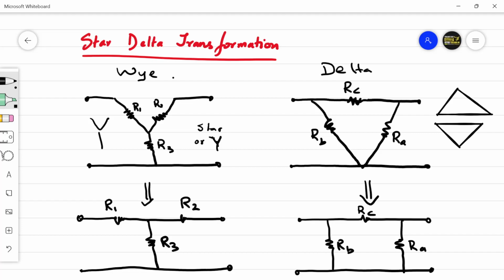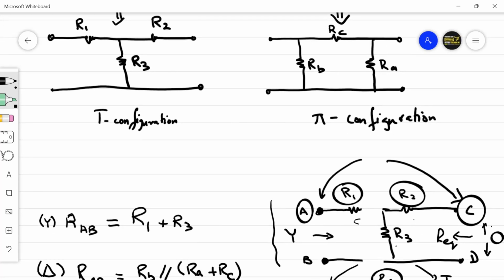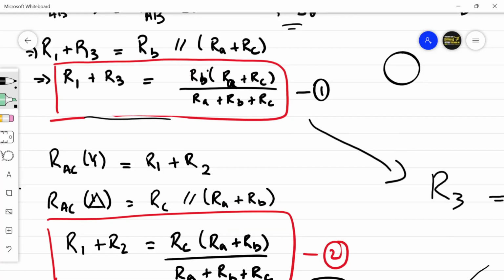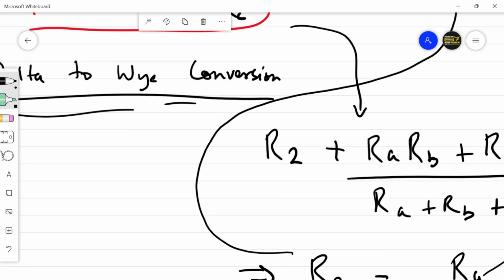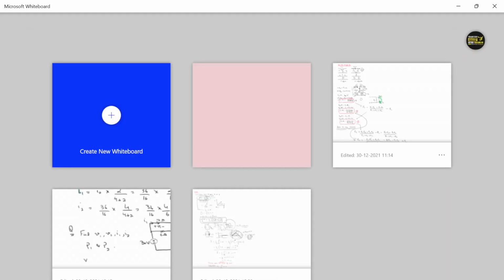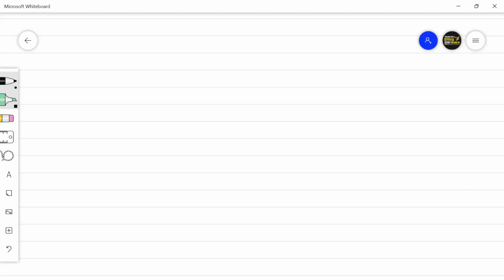So in the last class, we finished with star delta transformation. We also did some numericals. We'll continue with some numericals before we proceed to unit number 2.